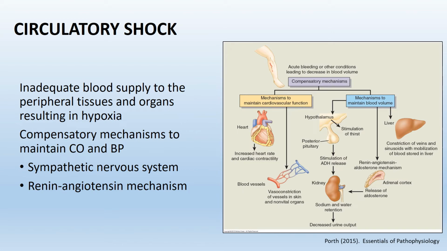I want to talk about two primary compensatory mechanisms that are present in all types of shock. The sympathetic nervous system responds to decreased blood supply by increasing the heart rate and constricting the blood vessels. The heart muscle increases its force of contraction, and the bronchioles relax or open up more. And I think you could see how these mechanisms would increase oxygenation.